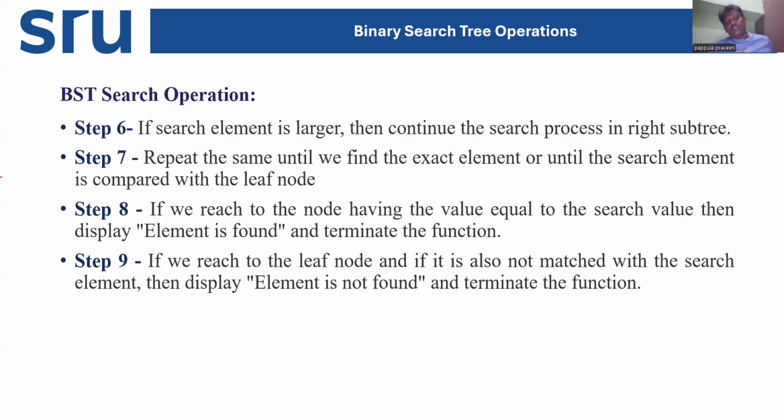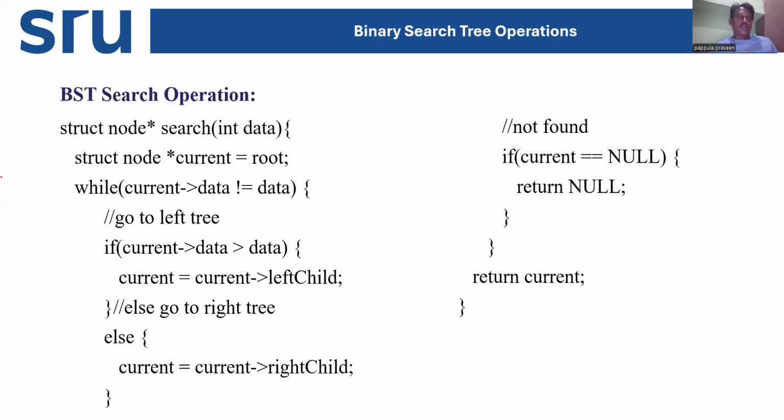This is the process of the BST search. How many operations do we have? One is search, another is insertion, another is deletion. Now these 9 steps are all related to the search operation. Okay, clear? Now look here, look at this code.